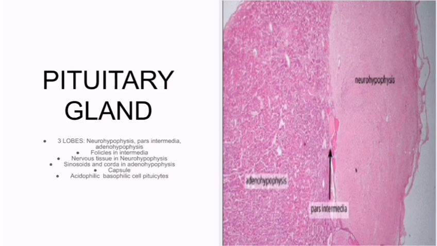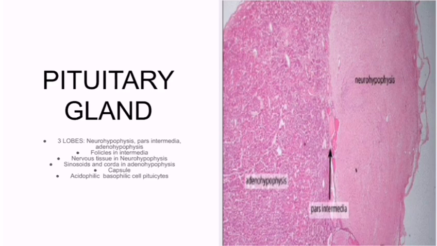And then in the case of the adenohypophysis, there will not be any thread-like appearance. There you will see cells arranged in the form of cords, and the cords will have acidophilic and basophilic cells like thyrotrophs and corticotrophs. A lot of cells are there which will produce hormones and will be influenced by the hypothalamus.